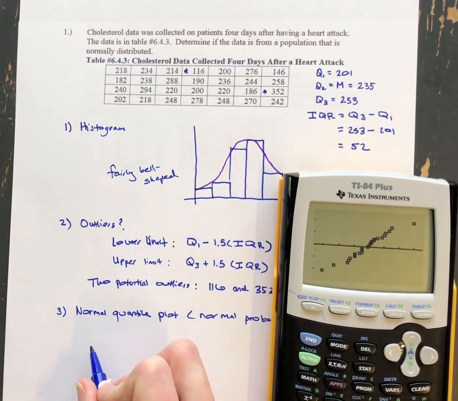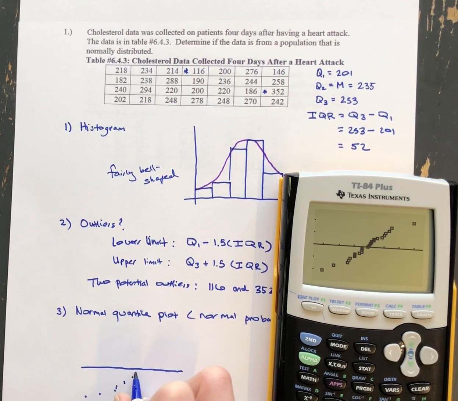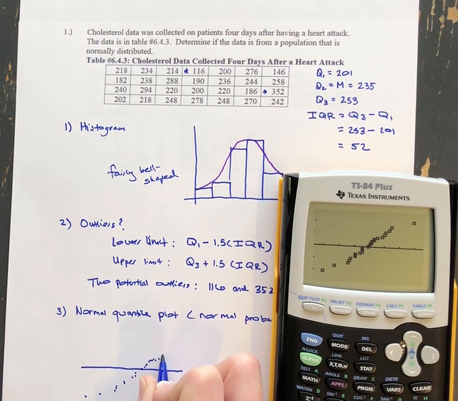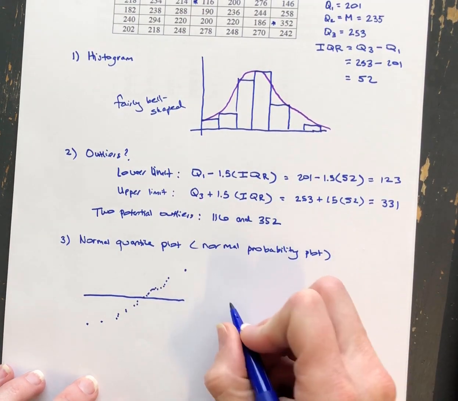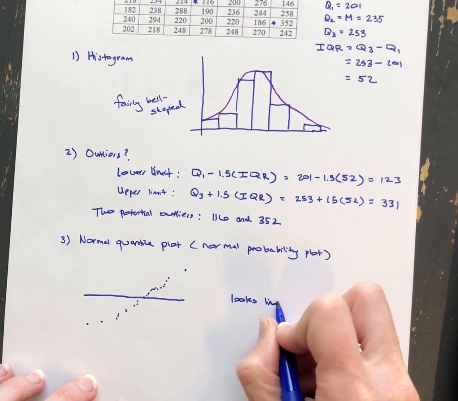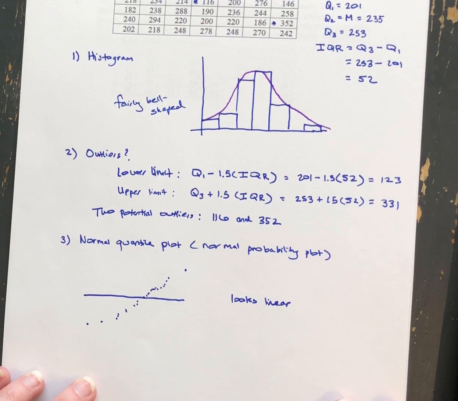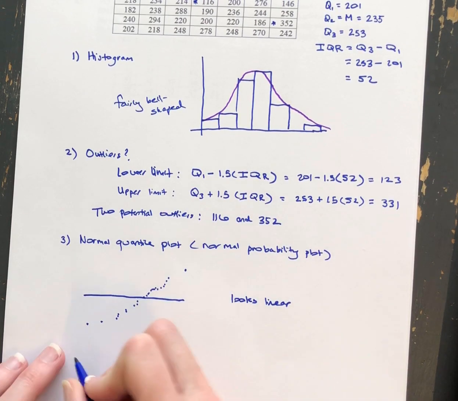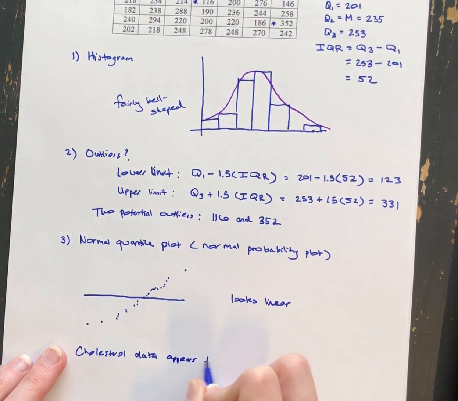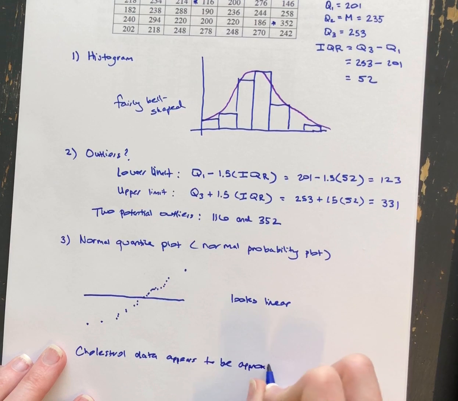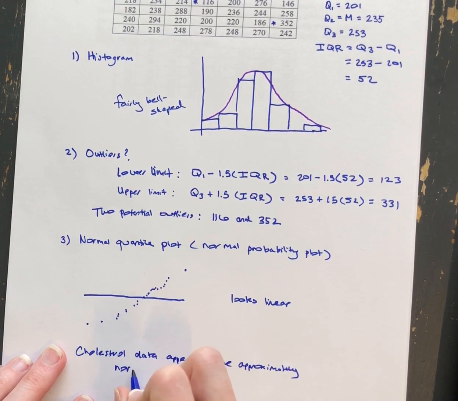So for the normal quantile plot, again, I wouldn't be too picky, and I don't require that you label your axes here, but I do want you to give me a graph where I can tell that you plotted it, and so just give me a rough sketch there. And you can tell that that looks fairly linear. Okay, so putting all of those 3 pieces of information together, we would say that the cholesterol data appears to be approximately normally distributed.